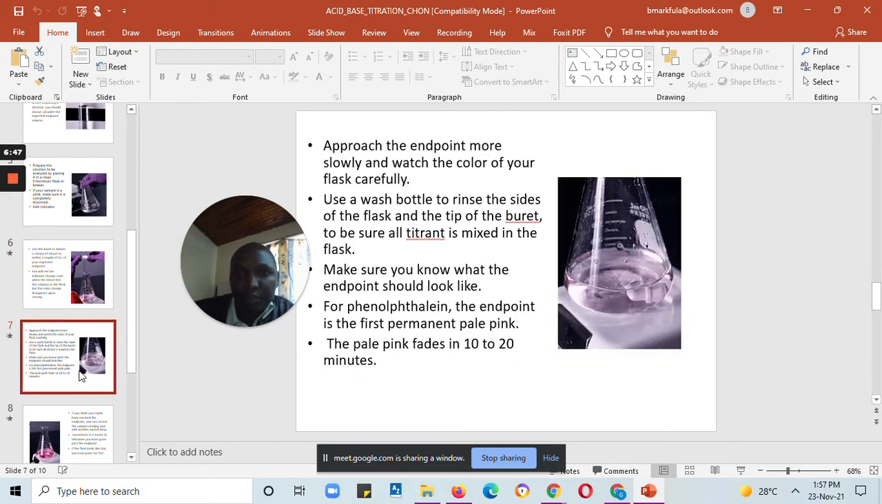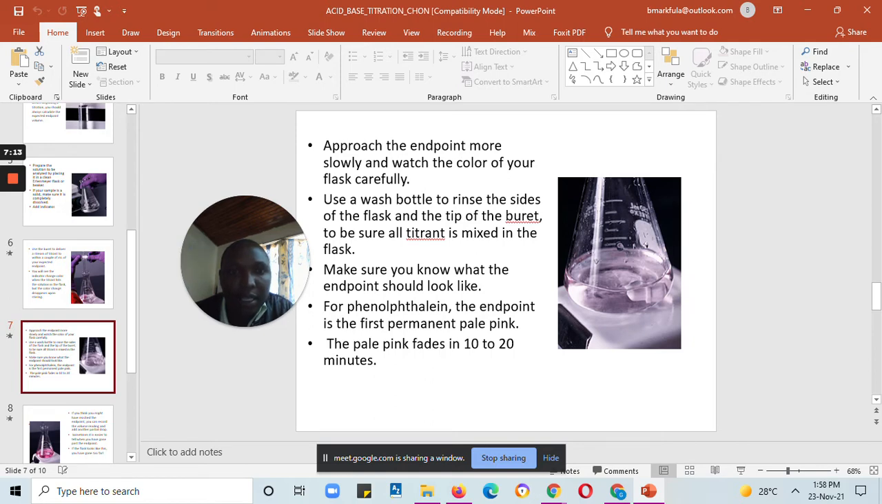Then as you approach the endpoint, titrate very slowly and watch the color of your flask carefully. Use a wash bottle to rinse the sides of the flask and the tip of the burette to be sure all titrant is mixed in the flask. Make sure you know what the endpoint should look like.